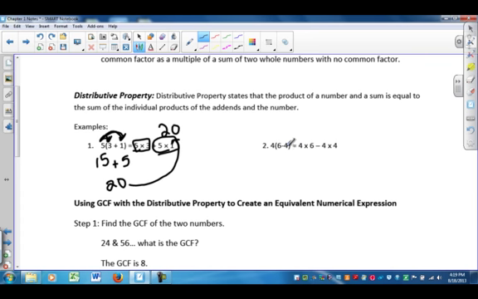The same thing over here. This is 4 times 6 minus 4. So if you did it by order of operations, again, you would do it like this.